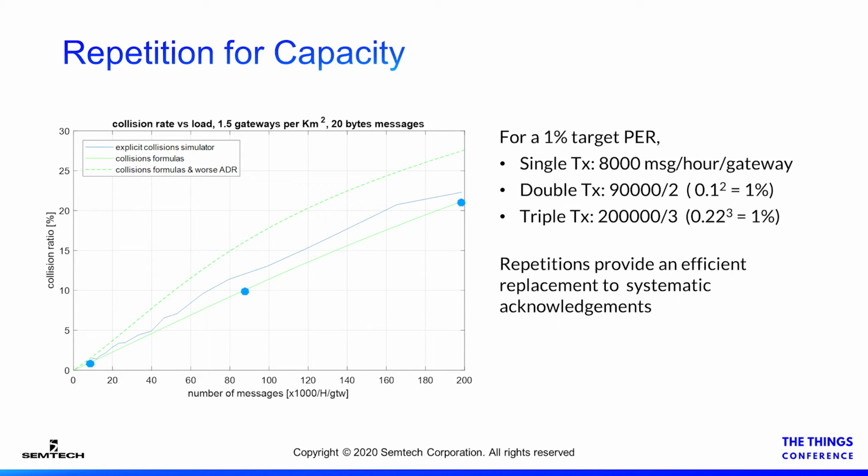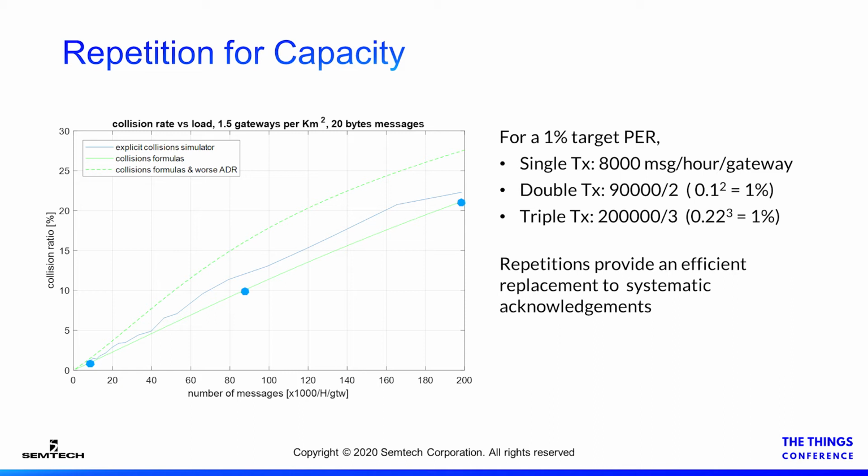But you see that from a single repetition, you multiply by 7 the capacity of the network with the same quality of service. If you repeat twice, so triple transmission, or NB-trans equal 3 as a parameter of the LoRaWAN spec, you're allowed 22% collision rate, because 22% to the power of 3 will get you back to 1%. And here, your capacity will be 200,000 divided by 3, which is 66,000, so even 50% better than the previous case.